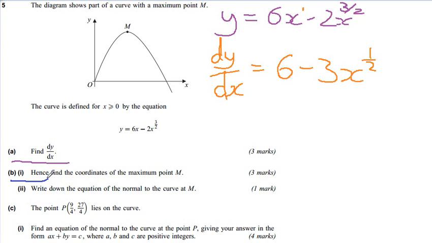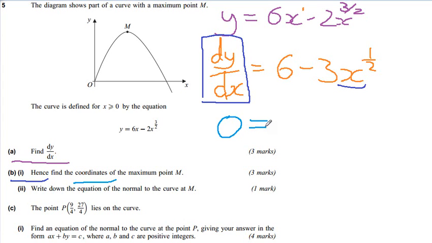Hence find the coordinates of the maximum point M. So here we go. If you look at M, we've found dy dx, which is the gradient of that line at any point. So you put any point in x and you will find the gradient at that point. So we want the point where the gradient is 0, because along that line M the gradient is 0. So let's put 0 in where x is. Sorry, not 0 where x is, 0 where the gradient is, and then we can find x and we can find the coordinates of the point M.